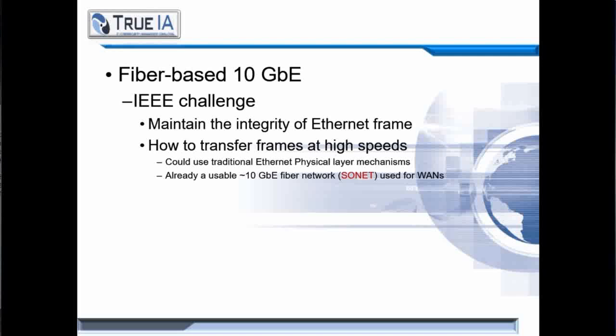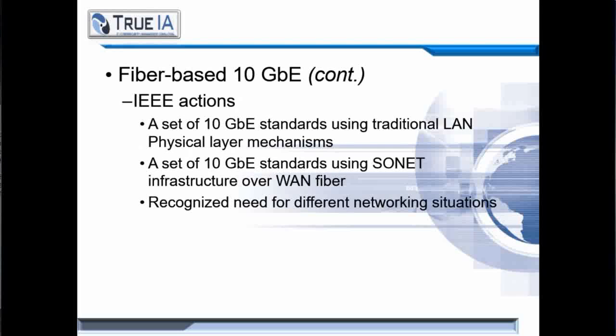A couple different solutions were suggested, such as being able to use the traditional Ethernet physical layer mechanisms, or what was already a workable solution, using a fiber network or a SONET that the WANs used. So the IEEE set the 10 gigabit standard to use the traditional LAN physical layer mechanisms. They also set the 10 gigabit standard to use SONET infrastructure over WAN fibers. However, it is understood that this quite possibly was a stopgap measure and recognized the need for additional or possibly even different networking solutions.